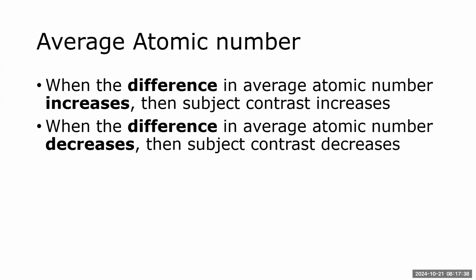The average atomic number. When the difference in average atomic number increases, then subject contrast increases. And when the difference in average atomic number decreases, then the subject contrast decreases. So what this is talking about is if you have two parts and one of them has a much higher atomic number than the other, then that's going to give you higher contrast. For example, bone and air. Like the lungs, you have the bone and then you have the air. So that's going to be high contrast because there's a big difference in the atomic number of those structures.